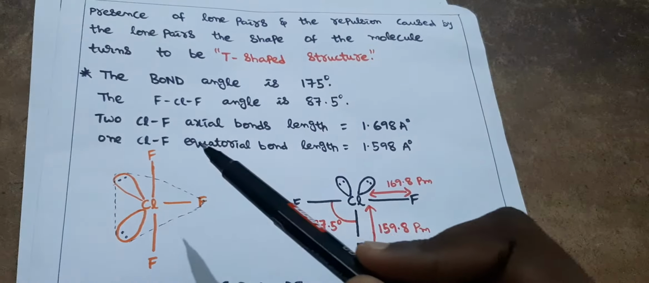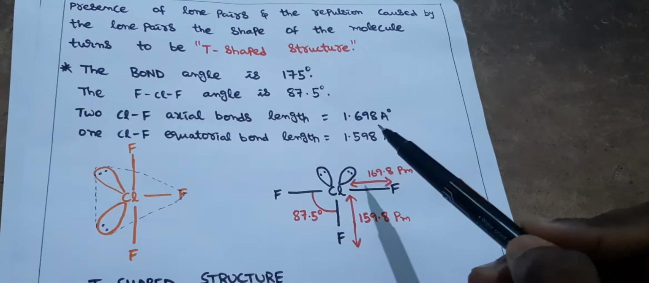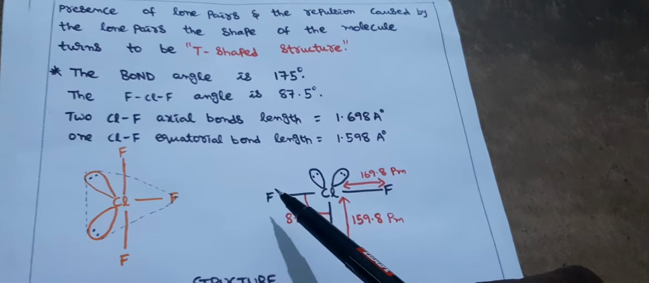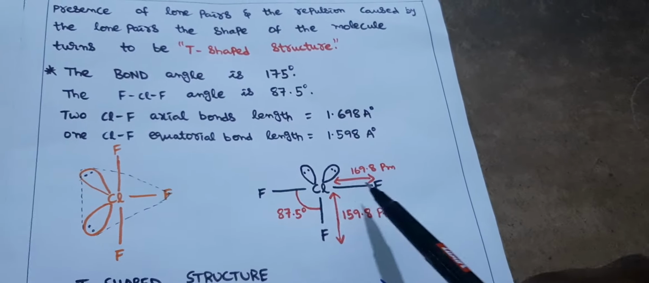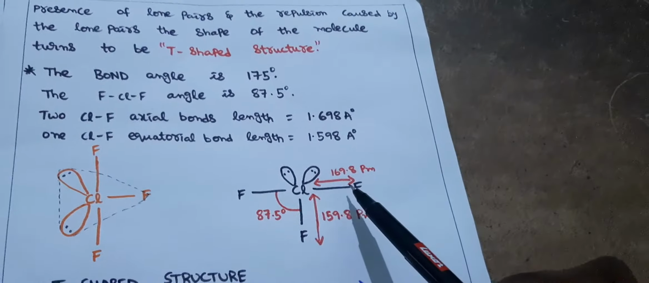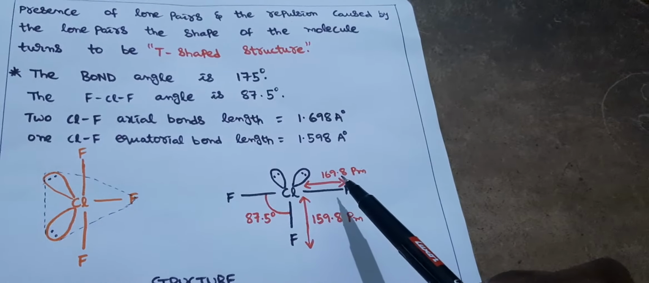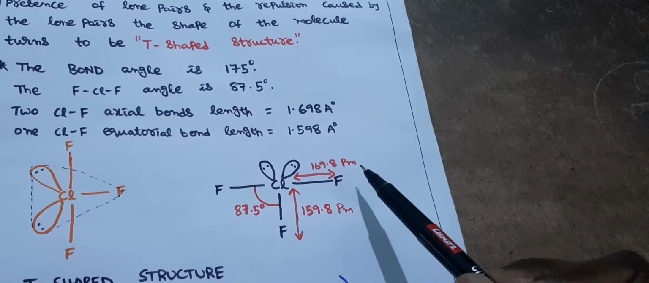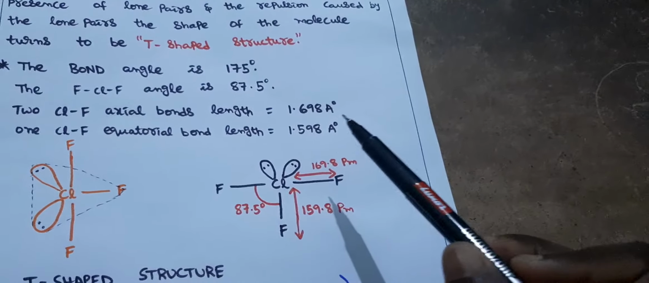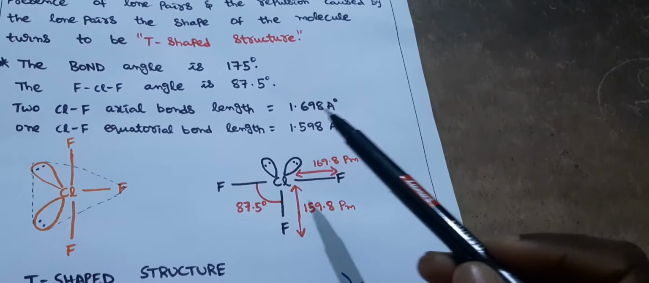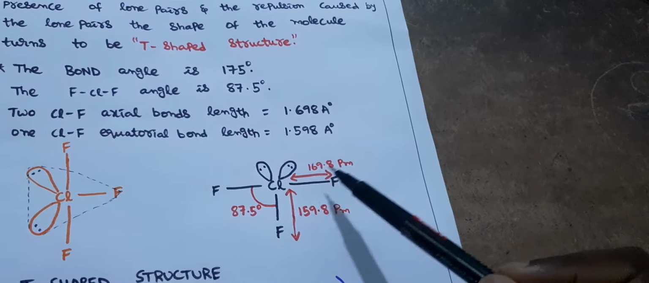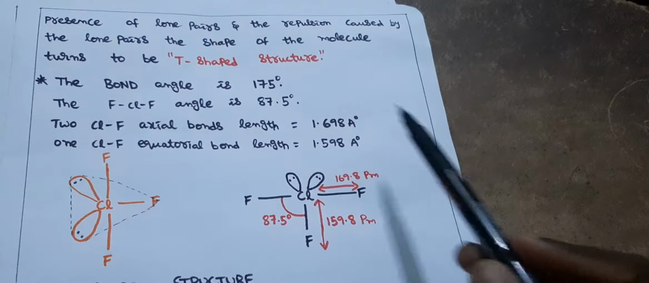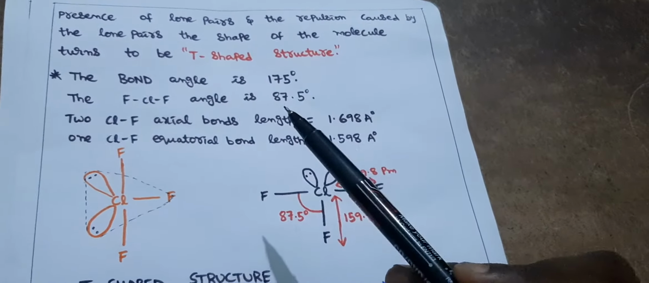And ClF axial bonds length is 1.698 angstroms. See, the axial bonds of fluorine, ClF, these bonds length is 169.8 picometers or 1.698 angstroms. All are same, but picometers means 10 power minus 12 meters and angstroms means 10 power minus 10 meters. So small alterations occur in the decimal, that's it. But the length is 1.698 angstroms for axial bonds.